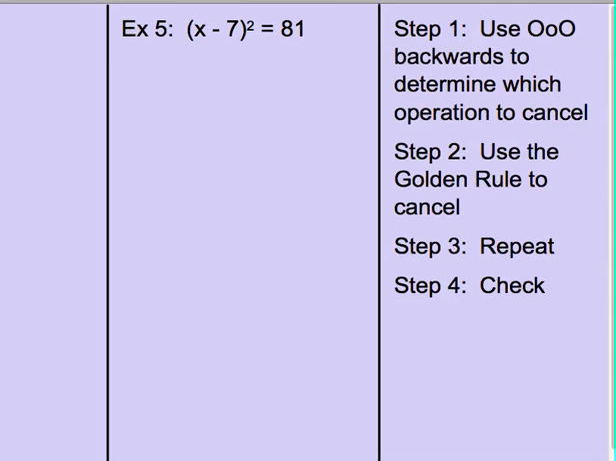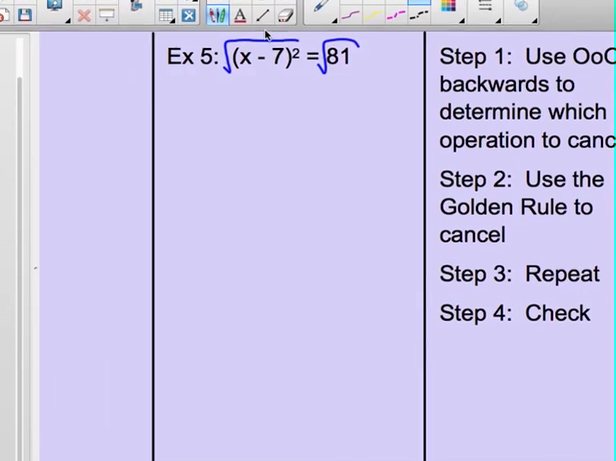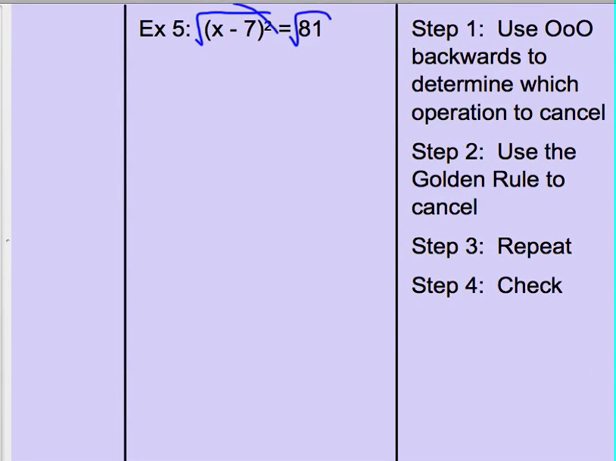Last example before the you try. Use order of operations backwards to determine which operation to cancel. So if I knew what x was, because of the grouping symbols, the first thing I would do is subtract 7 and then square it. So this time I'm going to cancel the square first by square rooting. Why did I square root? To cancel the square, leaving me with x minus 7. Square root of 81 is 9.